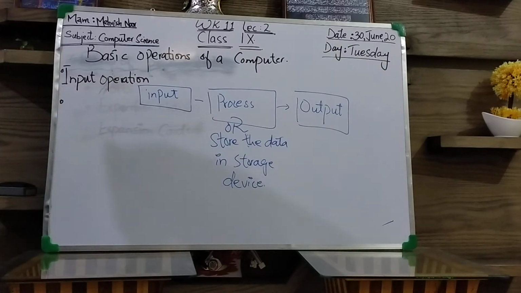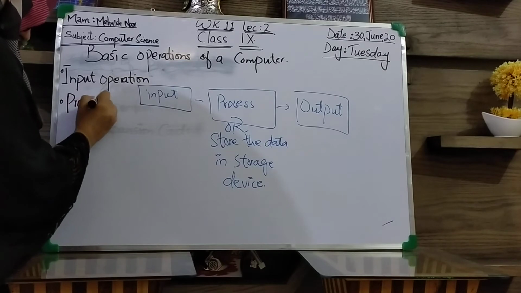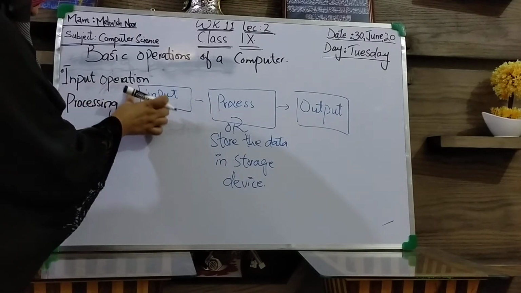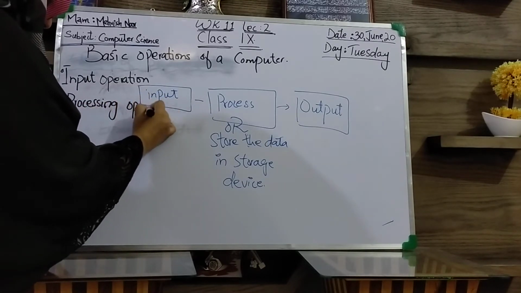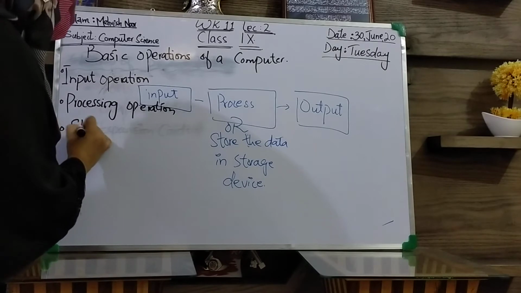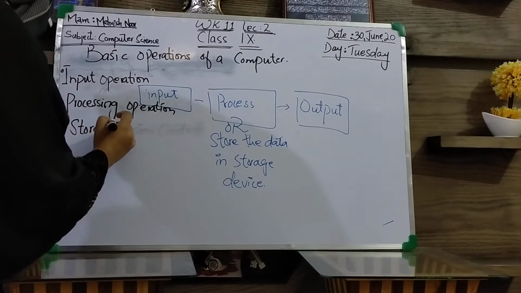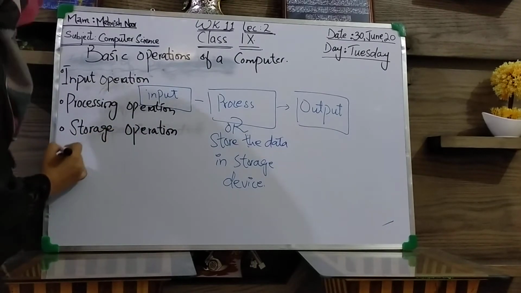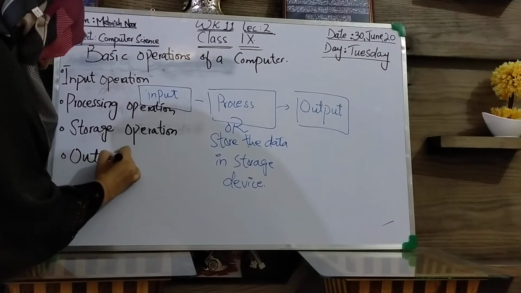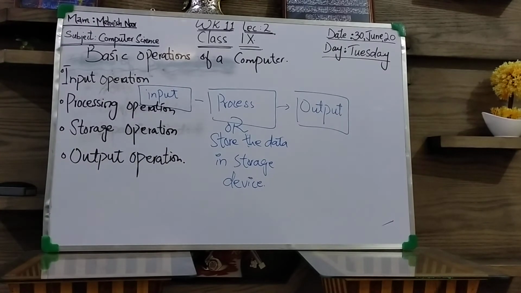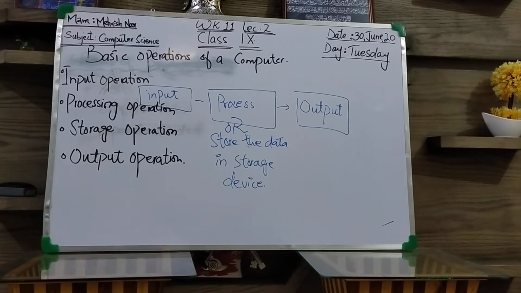Second one is processing operation. And third one is storage operation. And fourth one is output operation.